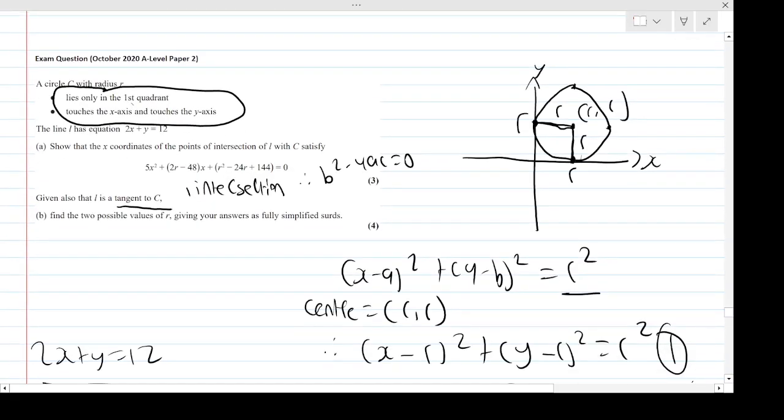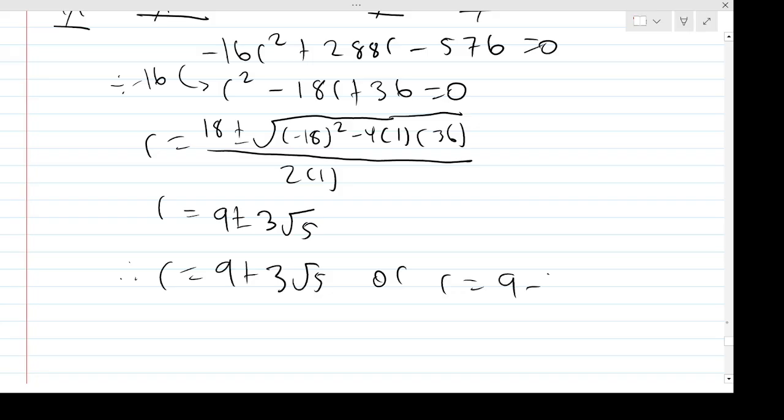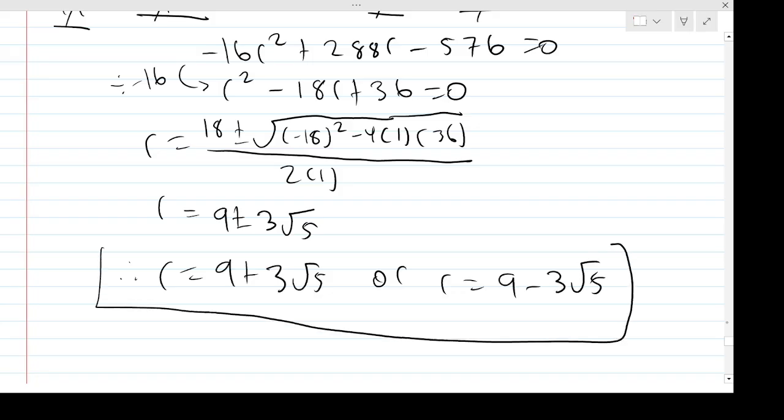Okay, we got there. There we are, two values of r. Give me answer as fully simplified surds. They are fully simplified. The calculator will always give you the fully simplified version of a surd if you put it in. Okay, so therefore our two solutions then is r is 9 plus 3 root 5, or r is 9 minus 3 root 5. And those are two solutions.